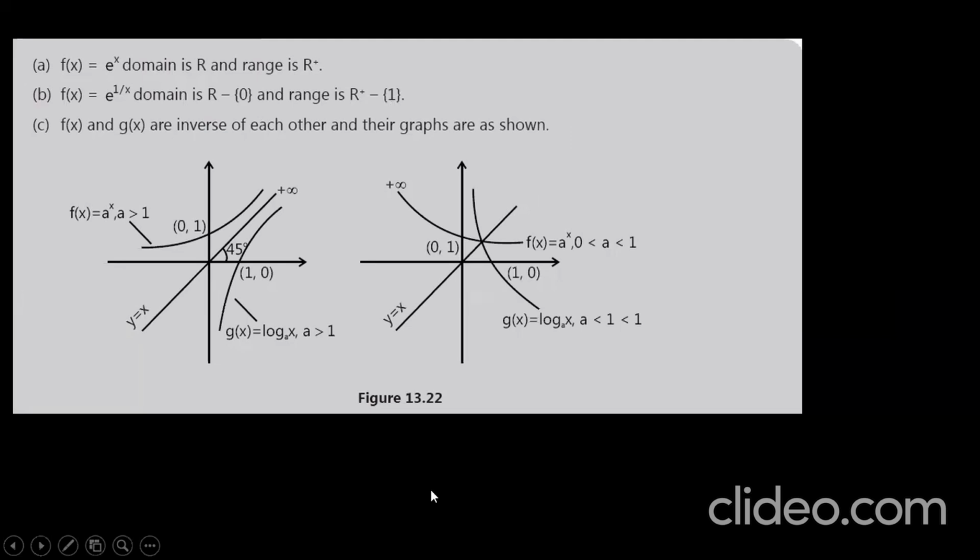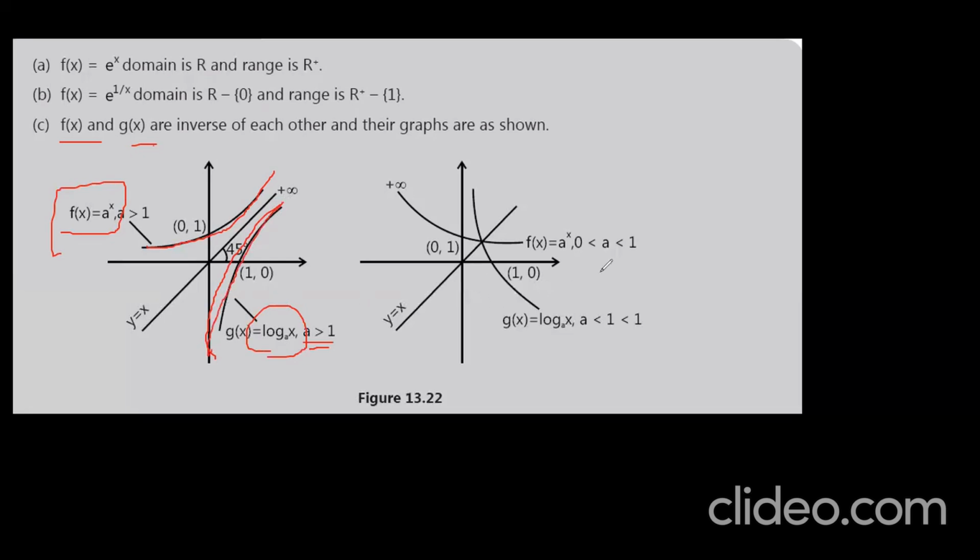If both are inverse functions, f of x and g of x, you take f of x, this one, it is going to be an increasing function, and the other is going to be a decreasing function, like that. This is for a greater than 1, but these two are inverse functions. F of x is equal to a power x is increasing, and log ax, a greater than 1, is going to be decreasing.